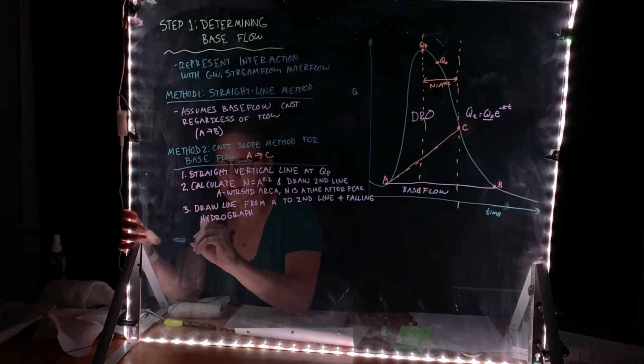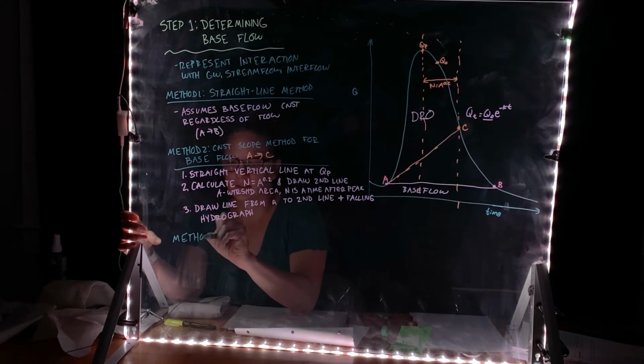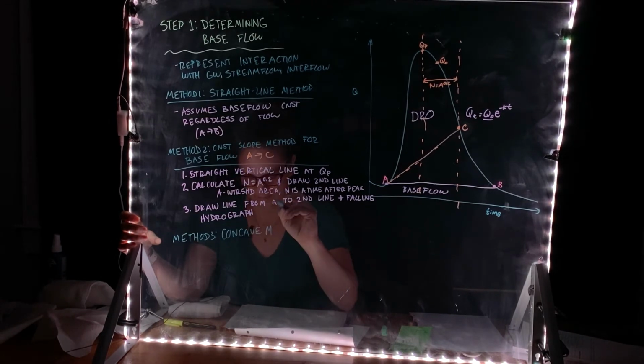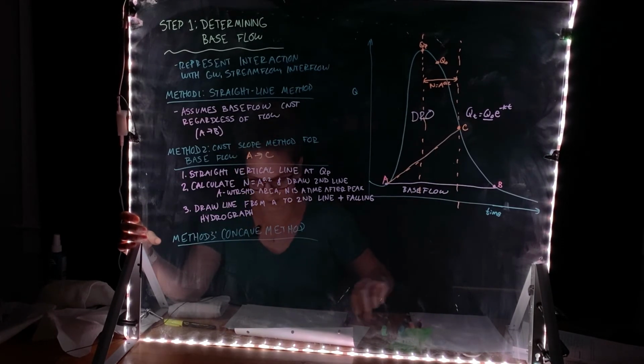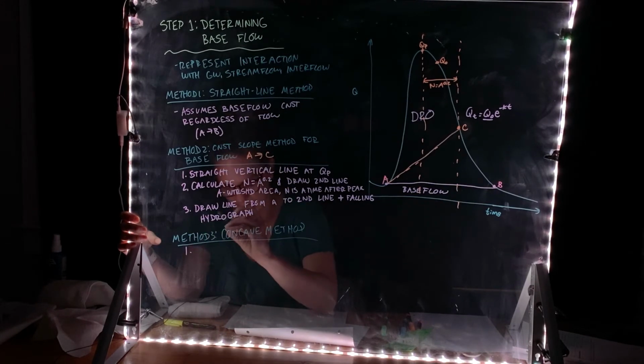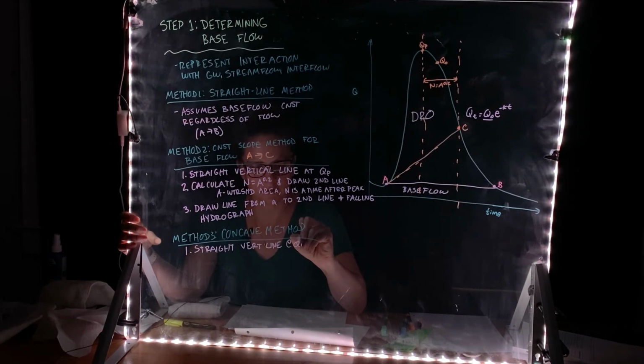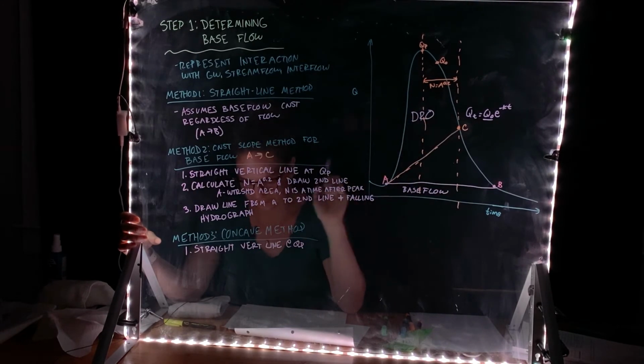Okay, the last method here that we're going to discuss is the concave method. All right, so step 1, we're going to draw a straight line again vertical at QP. So we have that from the last time.